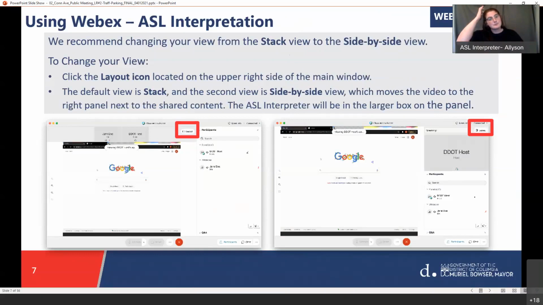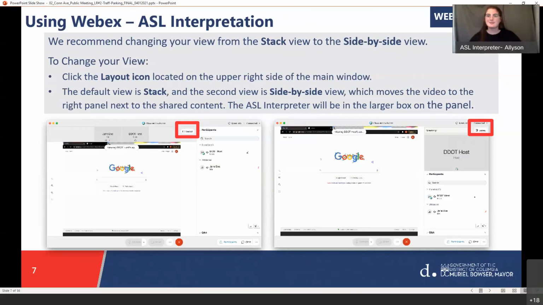For our ASL interpreters, if you are viewing them, the best layout to view them is a side-by-side view. In order to get to that view, click the layout icon located on the upper right-hand side of your main window. The default view, of course, is typically stacked. You will select the side-by-side view, which moves the video to the right-hand side, and the ASL interpreter will appear in that larger box on the panel. Thank you, Ed. I'll turn it back over to you.